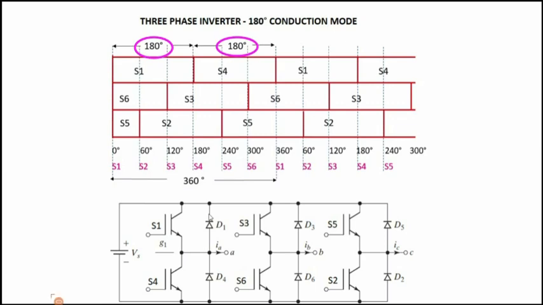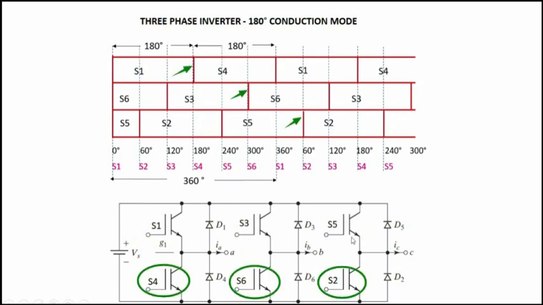Now let's see the operation in detail. For instance, the switch S1 is triggered at 0 degree, then switch S3 which is present in the other upper group is triggered at 120 degree. Then after 240 degree, switch S5 which is present in the upper group is triggered. This is how the triggering sequence will be followed for the bottom group also. For instance, switch S4 is triggered at 180 degree, then switch S6 is triggered at 300 degree, then switch S2 which is present in the bottom group is triggered at 420 degree.